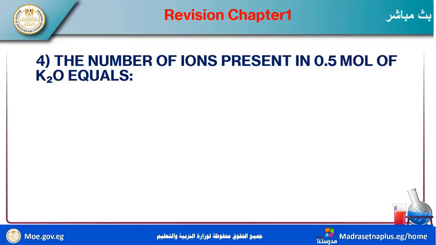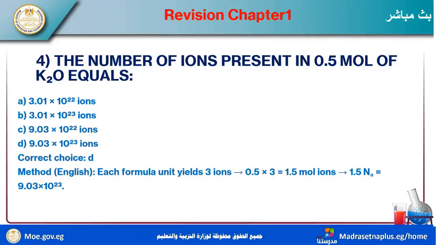Okay, we must show the choices. Now we have 3.01 and another. What is the correct answer here? We calculated 3 moles of ions in 1 mole, so we have 1.5 moles of ions in 0.5 moles. But we want the number of ions, not the number of moles of ions. This is easy: you must write 1.5 times 6.02 times 10 power 23.